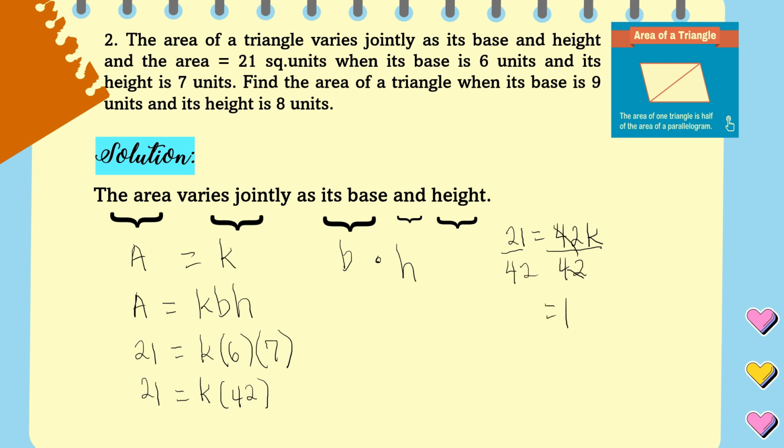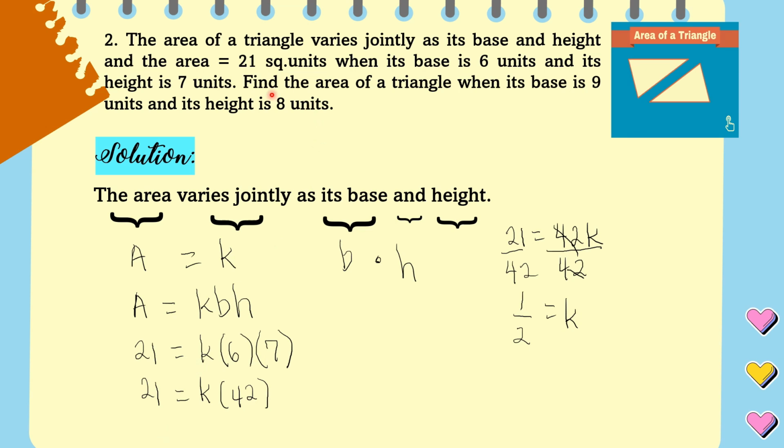So therefore, k is equal to 21 over 42 can be written in simplest form as 1 over 2, since 21 and 42 are both divisible by 21. So 21 divided by 21 is 1, and 42 divided by 21 is 2. So therefore, the constant of variation is 1/2.